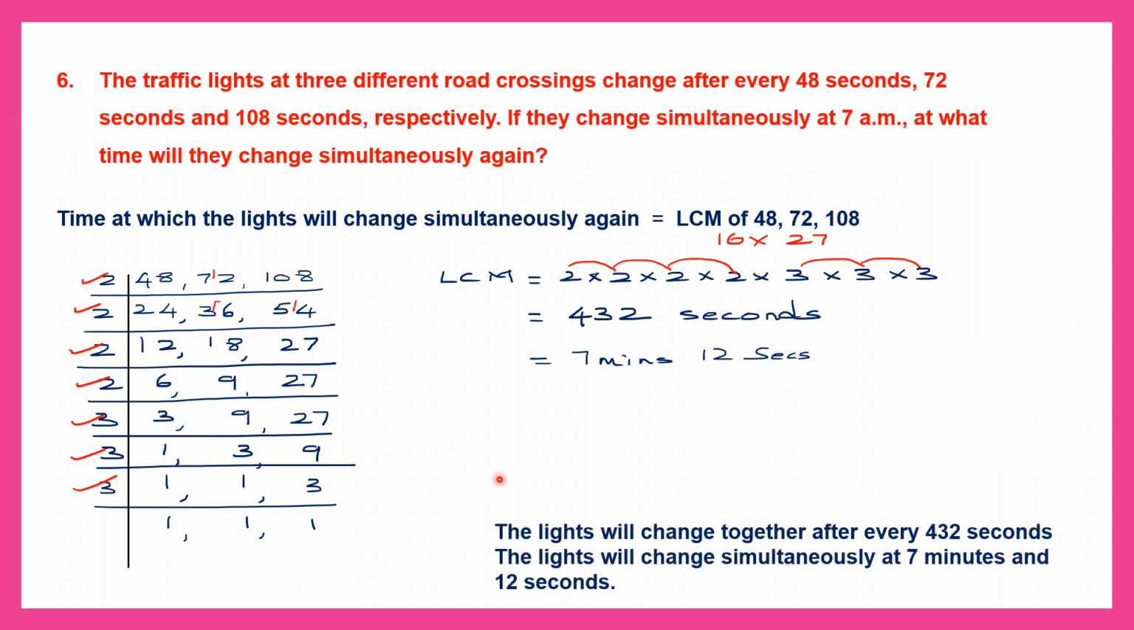So let's write that. The lights will change together after every 432 seconds. That means simultaneously at 7 minutes and 12 seconds. So this is after 7 a.m. They will change at 7 minutes and 12 seconds.